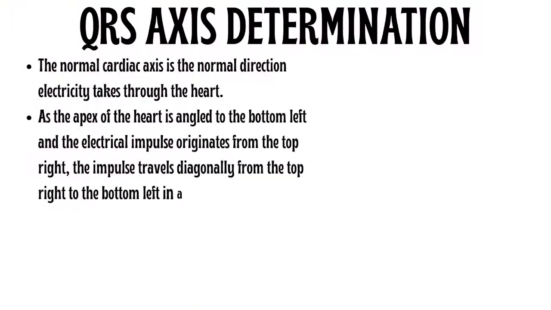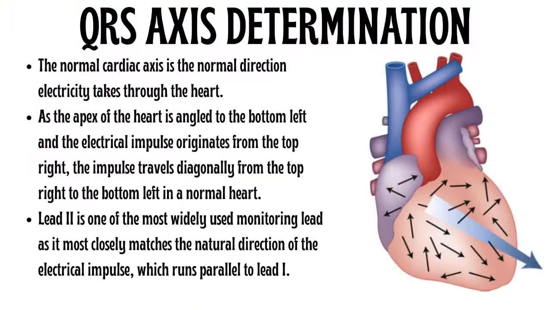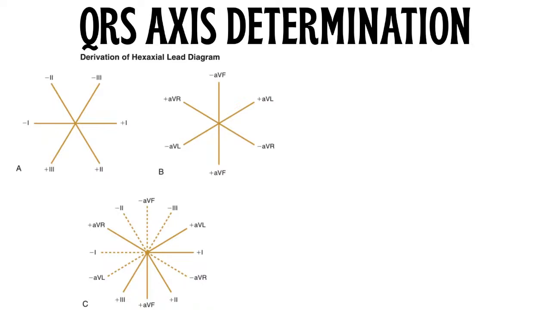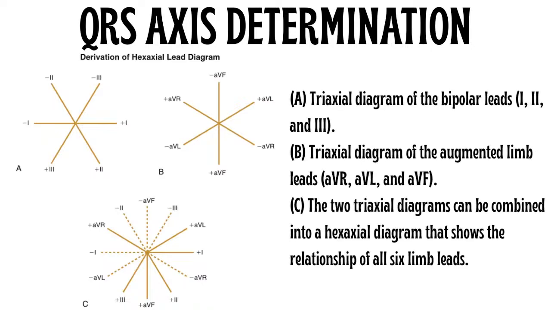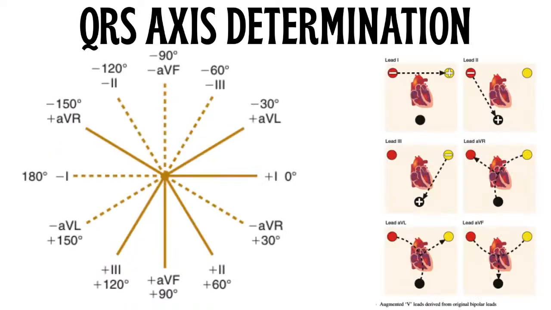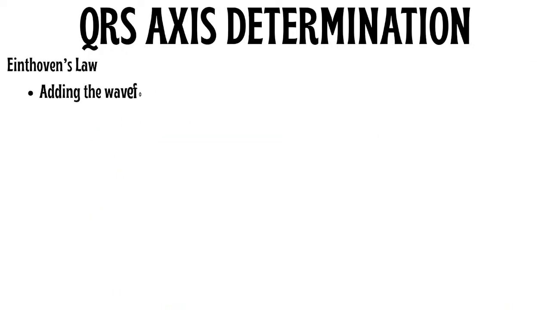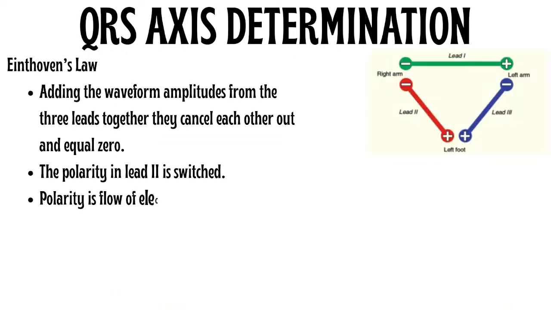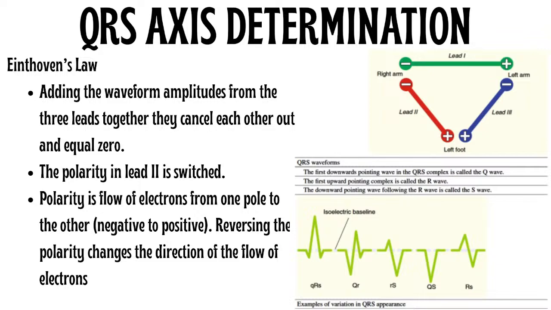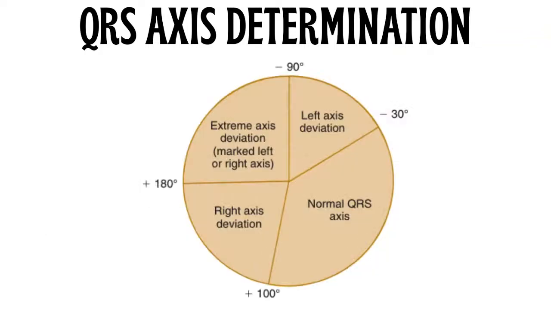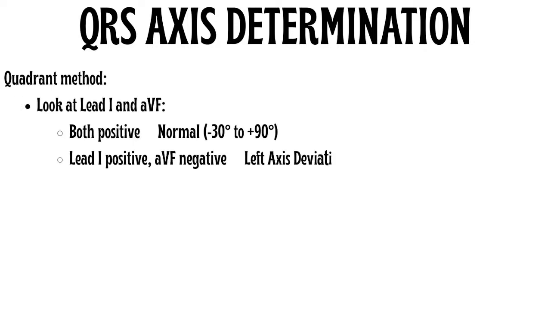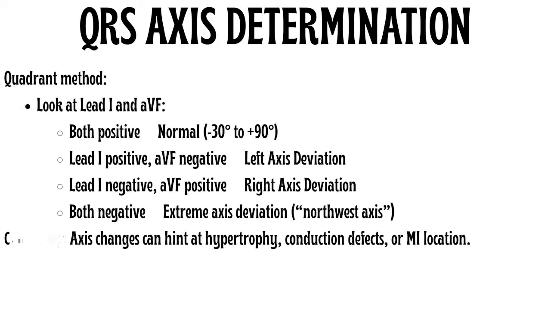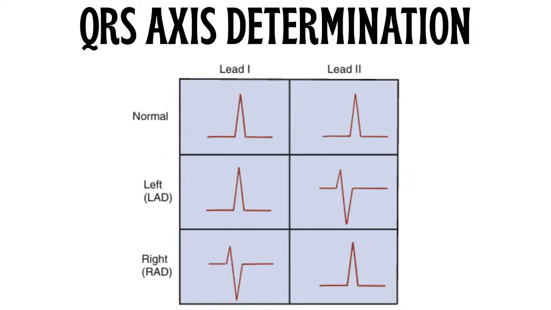The QRS axis indicates the general direction of ventricular depolarization. Using the quadrant method, if lead 1 and aVF are both positive, the axis is normal. Lead 1 positive and aVF negative indicates left axis deviation. Lead 1 negative and aVF positive indicates right axis deviation. Both negative indicates an extreme axis deviation.